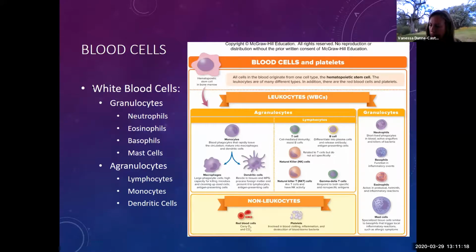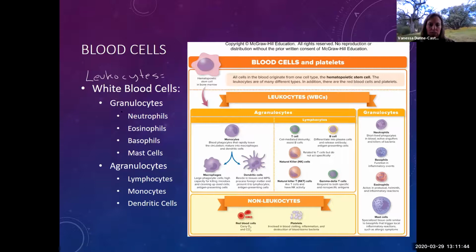First of all, when we're discussing white blood cells, you'll hear this term called leukocytes. Anytime you see the term cytes, this means cell. Leukocytes are all white blood cells, right? All white blood cells. That includes the granulocytes and the agranulocytes. This is one way to categorize these guys.